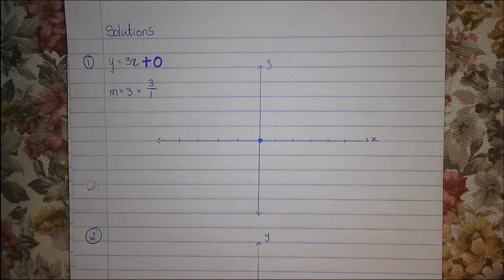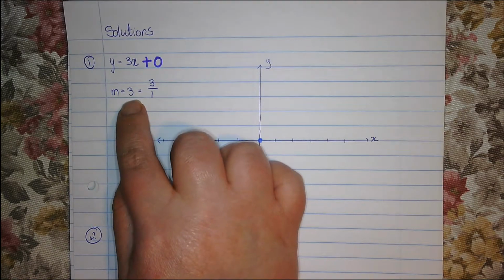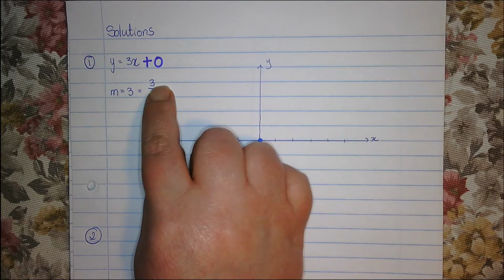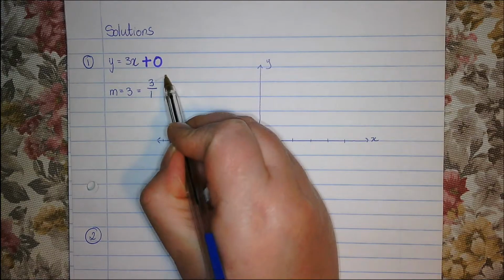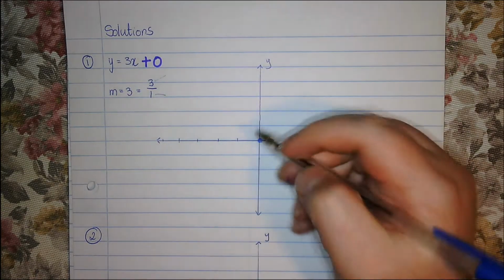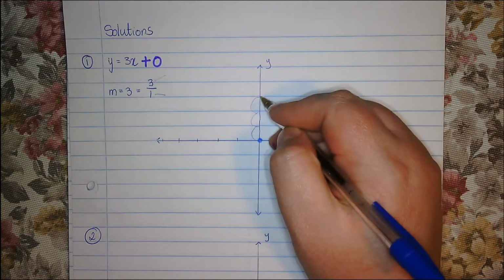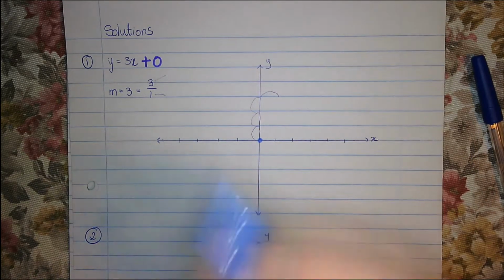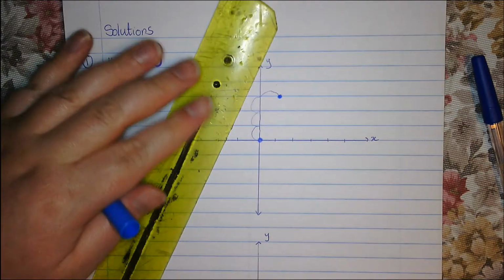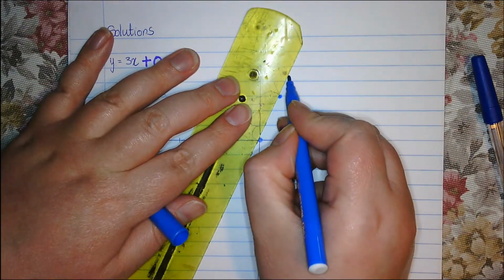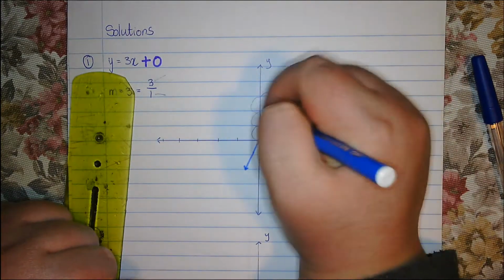The next step says if m is positive, which it is, it's positive 3, you move a units up and b units to the right. So we're going to move 3 units up and 1 unit to the right. So we're going to move 1, 2, 3 up and 1 to the right. That's where we're going to make our second dot. And you're going to connect the two dots like this.